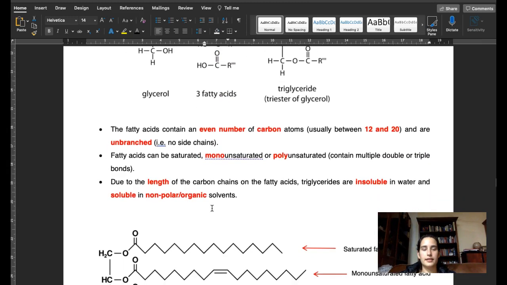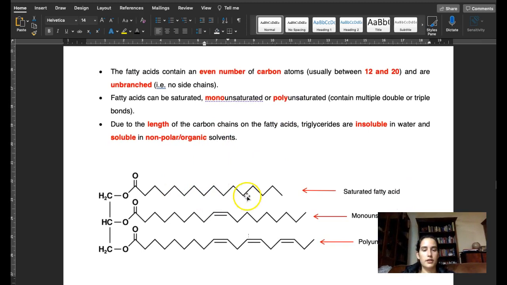Now these acids don't have alkyl groups, but they can have different levels of straightness or kinking, if you like. And that depends on their level of saturation, which is talking about how many double bonds they have. So if they're saturated, that means that they have no double bonds. If they're monounsaturated, that means they've got 1 double bond, or 1 triple bond. And if they're polyunsaturated, it means they've got many double or triple bonds.